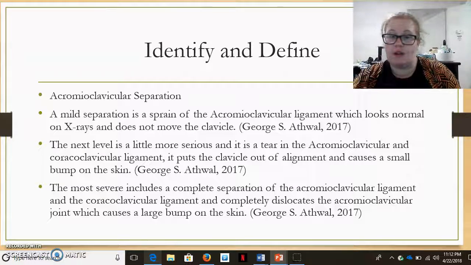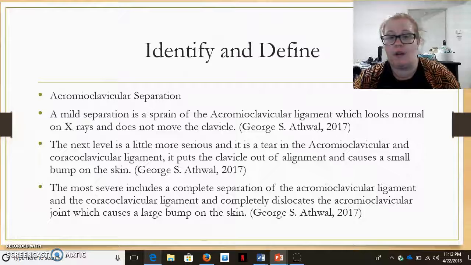The second stage is a little more serious. It is a tear in the acromioclavicular and coracoclavicular ligament. It puts the clavicle out of alignment and causes a small bump on the skin. So it'll be noticeable if you have the second stage of an acromioclavicular ligament tear.